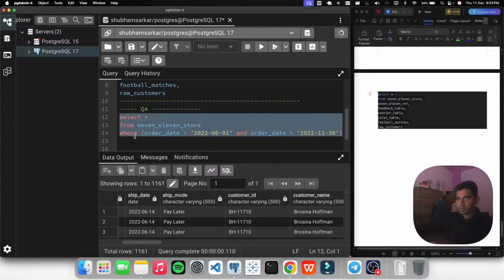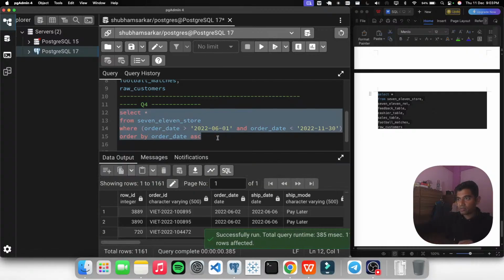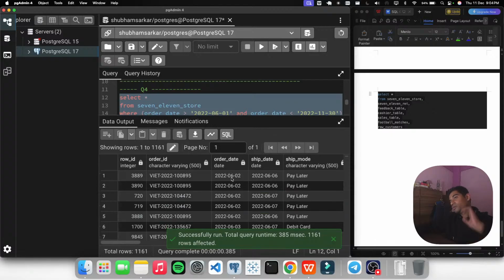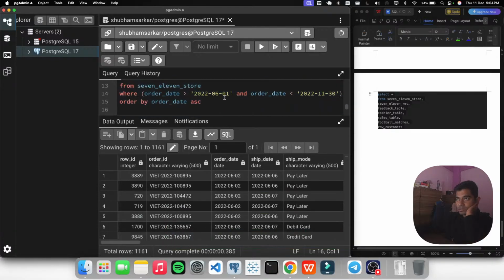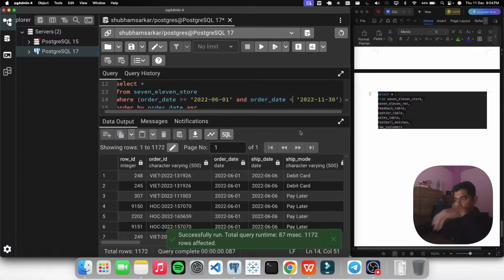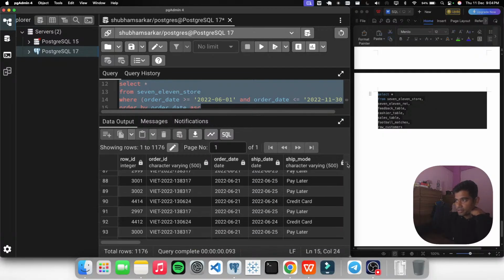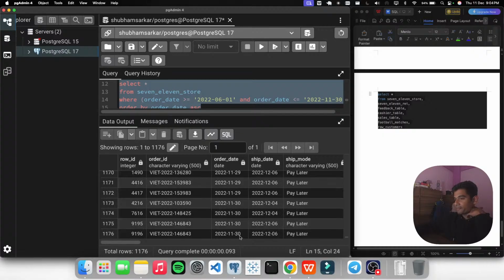So let's do an order by so that it is easy for you to understand. Ascending order, and from here we can find out that greater than equal to would be better because we want from the first, right? And less than equal to, so that the date we have given is also included in it. Okay, so first June it is there, and till last 30 of November 2022 it's there.